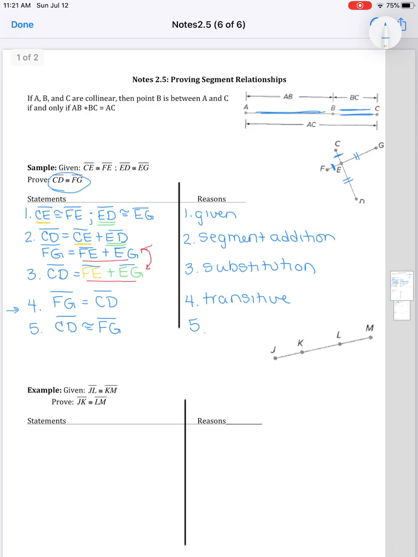All right, so if I'm flipping something, again, think back to the properties. If I'm flipping, that would be symmetry right here, which is property number 2. So that's going to go right here. So this is the symmetric property.